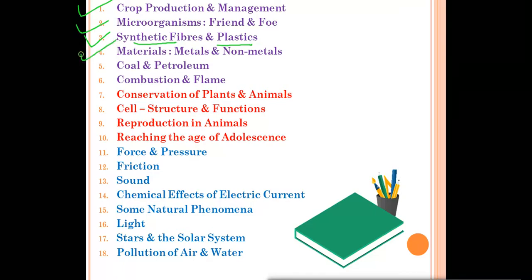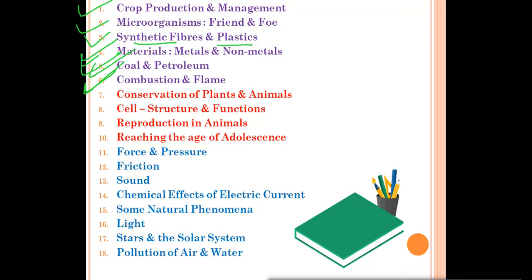Next chapter is materials. In the fourth lesson, we are going to read about metals and non-metals. In the fifth lesson, we are going to read about coal and petroleum. Coal and petroleum are the fossil fuels which are getting depleted these days, and in this chapter we are going to read about coal and petroleum. Sixth lesson is combustion and flame. In the sixth lesson, we are going to read about the combustion process and about the different types of flames.